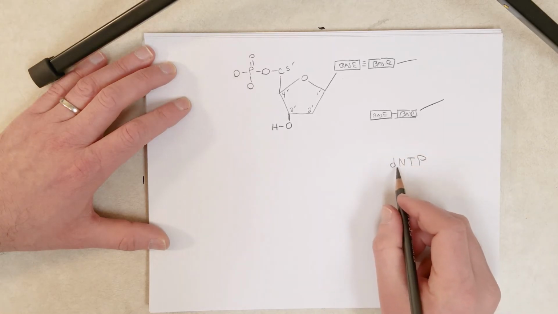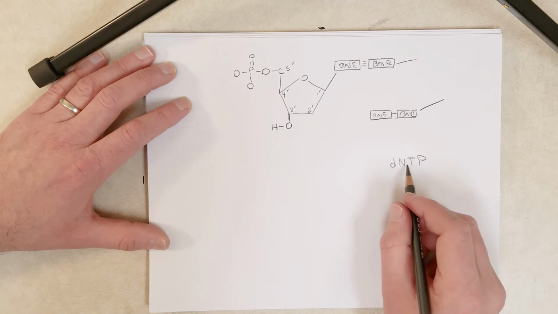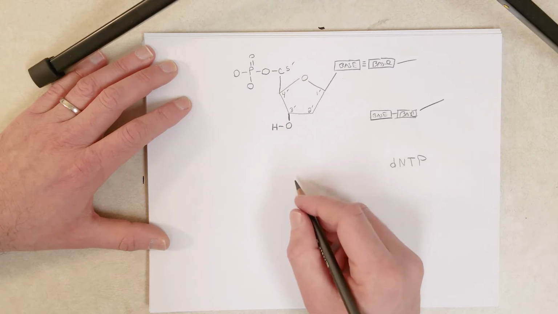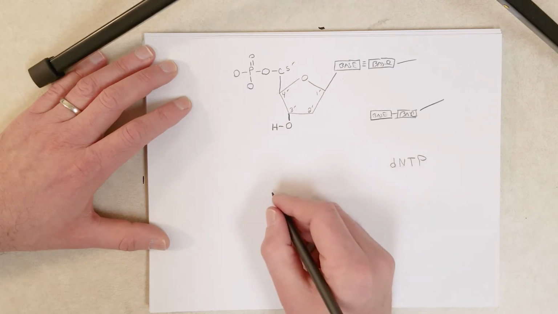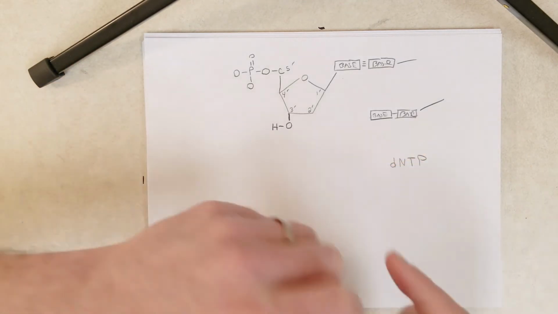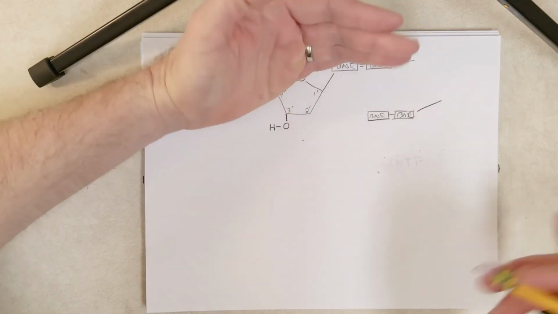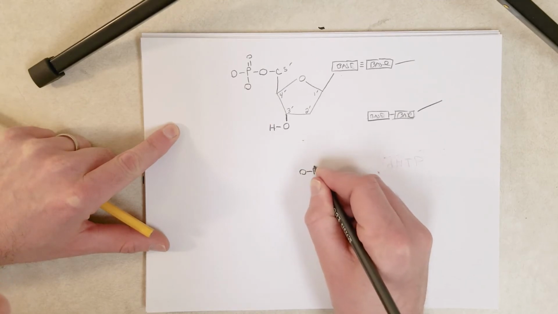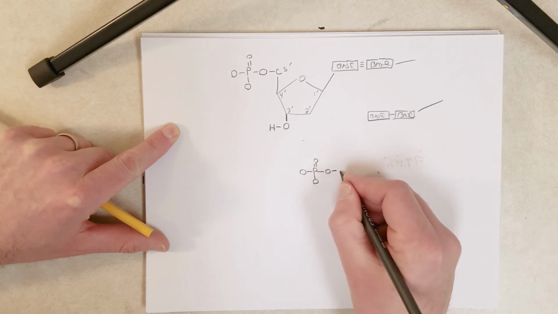dNTP. So d for deoxyribonucleotide, because this is DNA. NTP is nucleotide triphosphate. So what that means is that the nucleotide that is coming in here needs to have, now how can I diagram this? I think I need an eraser here. Needs to have 3 phosphates, or phosphate groups.